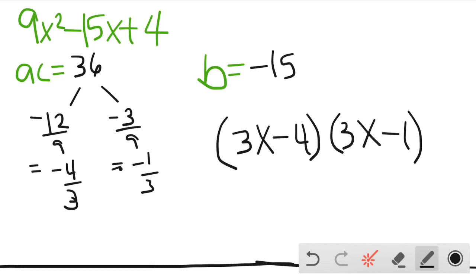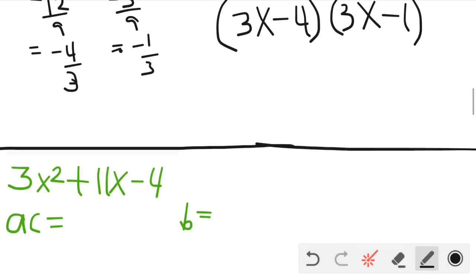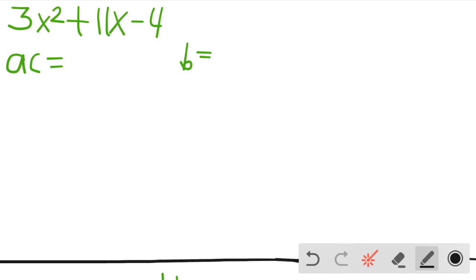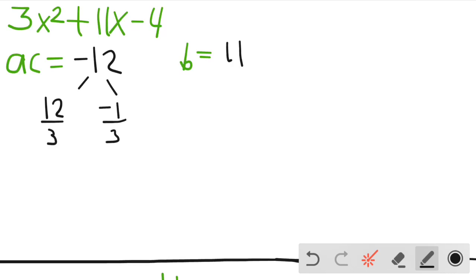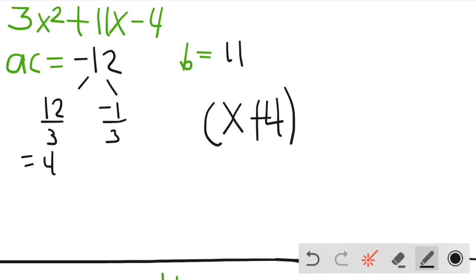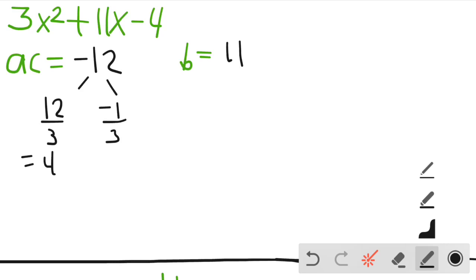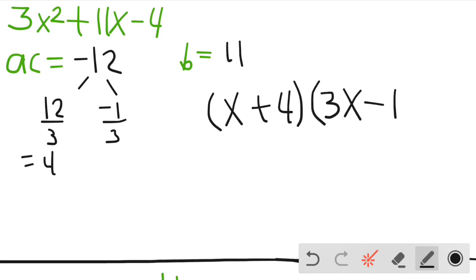Alright, you can always go ahead and pause the video to check if you've done this correctly. Here's another example. I'll go ahead and write down a times c with a negative 12, a b of a value of 11. Factors of negative 12 that add to 11 must be a 12 and a negative 1. Once again, dividing by the leading coefficient, 12 over 3 simplifies into 4. Thus, our factors become x minus 4. I'm sorry, that's a plus 4. Thus, we are now able to write our binomials as x plus 4 and a 3x minus 1.